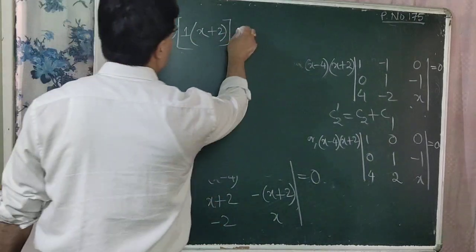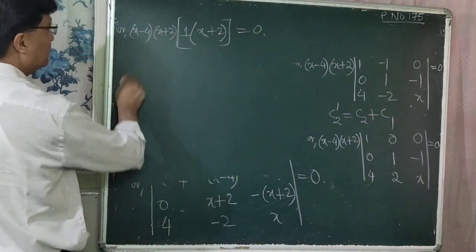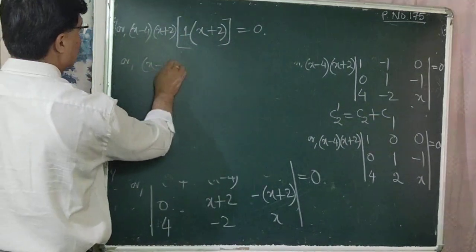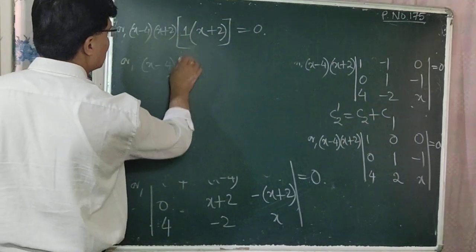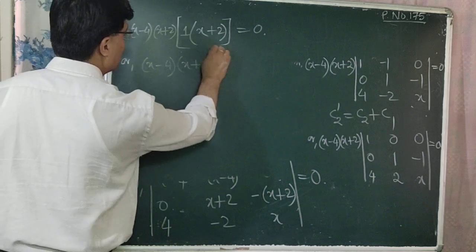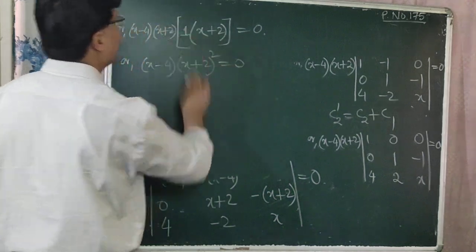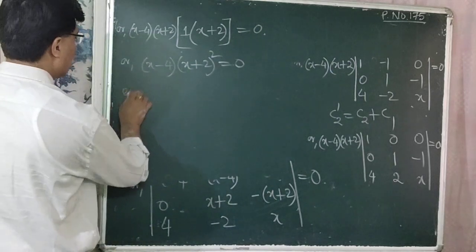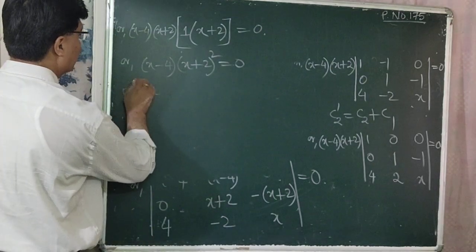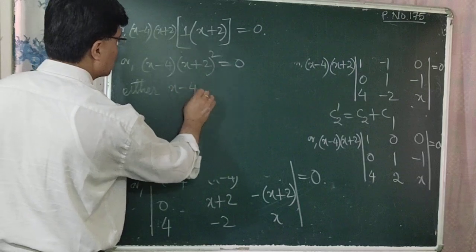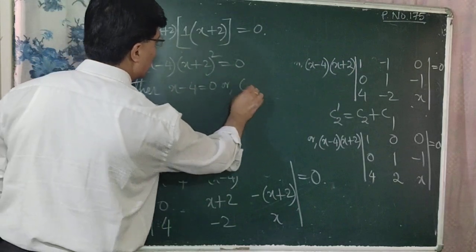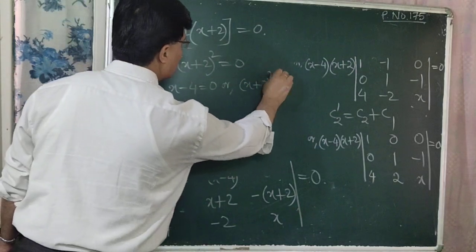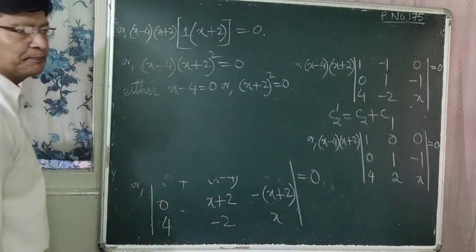Third bracket is closed, which is equal to 0. Now you can write x minus 4 into x plus 2 into x plus 2, x plus 2 whole square, which is equal to 0. And you don't have to write that 1. Okay? So this is solved, we have to get the value for x. Either x minus 4 is equal to 0 or x plus 2 whole square is equal to 0, right?